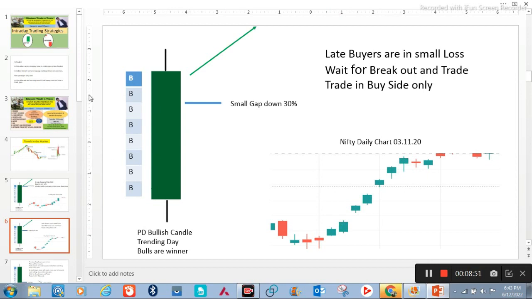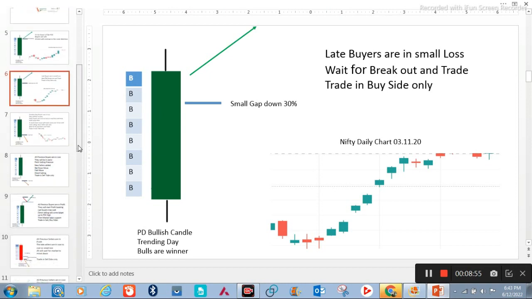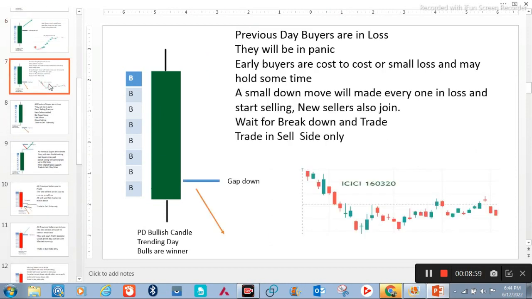Now we will go to the next situation. Same as before, I am talking only about the trending day, the bullish day. The previous candle is green. All these situations we are talking about are only bullish situations. The previous day is a bullish candle, a trending day, and the bulls are the winners. The next day situation is that the market opens near the opening price of the previous candle. The previous candle opening price is here, and this is the closing price of the previous day.